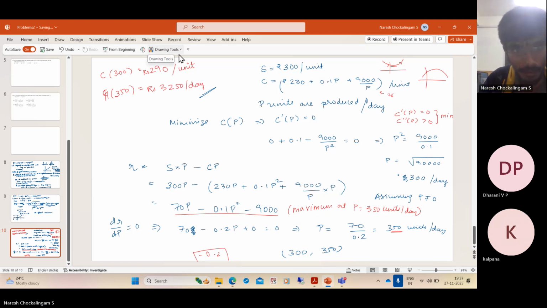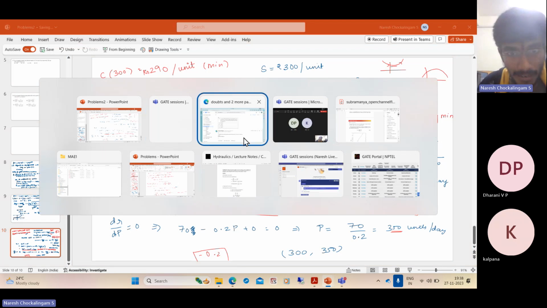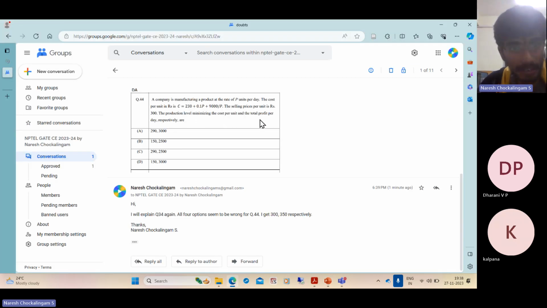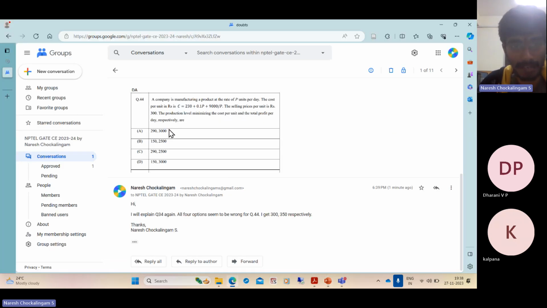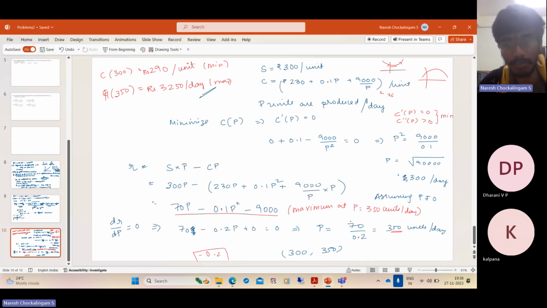And at a value of say 299, you again get some value higher. So therefore, this is a minimum and this is a maximum. So 300 and 350 are fine. That is the correct value of the production level, minimizing the cost per unit and total profit per day. The values are 290 and 3250, but the production level is 300 and 350. So there is some problem with the options, but this is how you do it.